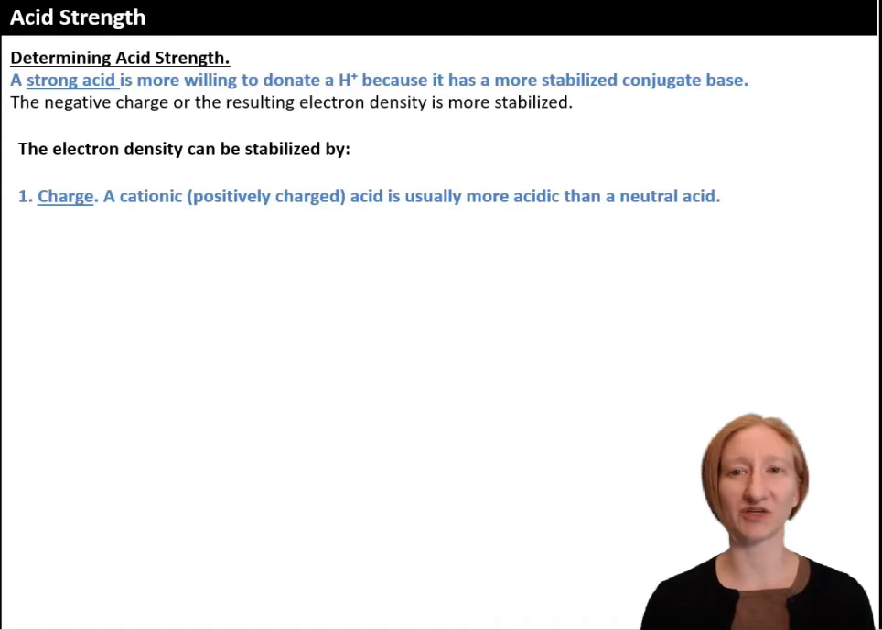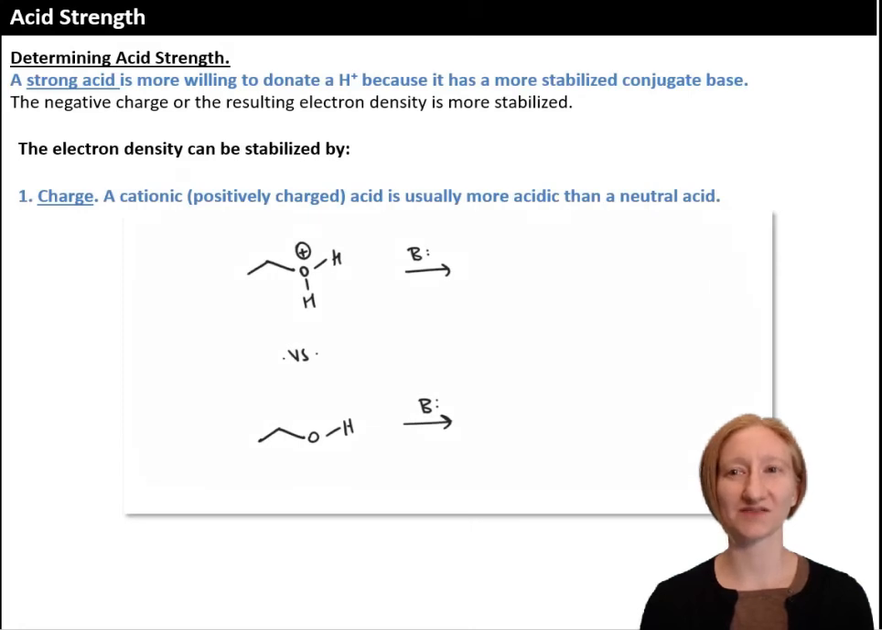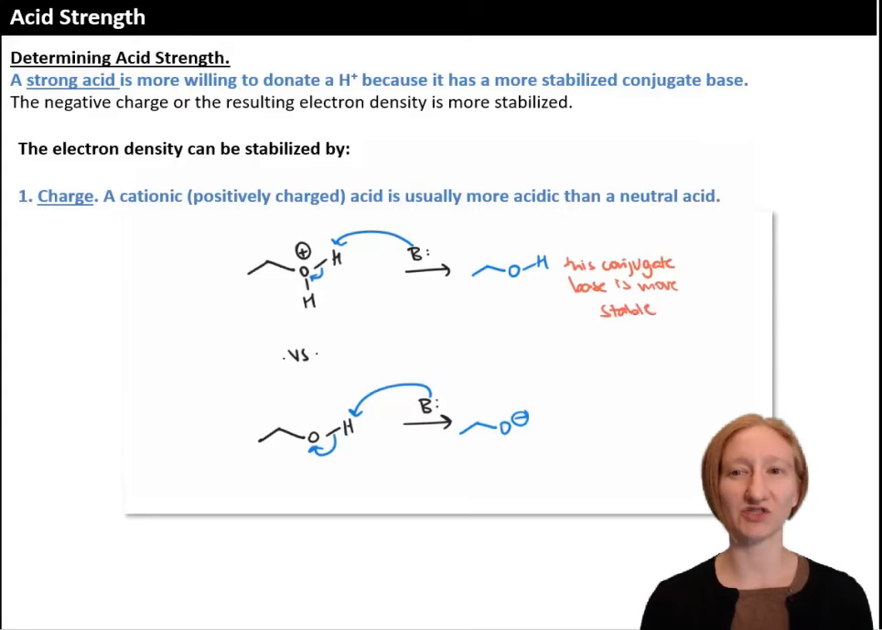First, it can be stabilized by charge. Let's compare these two acids. One is charged or cationic and the other is neutral. And let's look at the conjugate base that results when each of these acids loses its proton. In the top case, the cationic acid loses its proton to form a neutral molecule, while in the bottom case, the acid loses its proton to form a charged or anionic molecule. In the neutral structure, the electron density is more stabilized, and so losing a proton from the charged acid is more favorable, and so the charged acid, or the top acid, is more acidic.